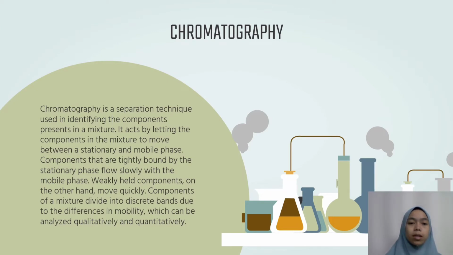Chromatography is a technique used in separating and identifying the components present in a mixture. It allows the components in the mixture to move between a stationary and mobile phase. Components that are tightly bound by the stationary phase flow slowly with the mobile phase. The components that are weakly held, on the other hand, move fast. Components of a mixture divide into discrete bands due to the difference in mobility, which can be analyzed qualitatively and quantitatively.